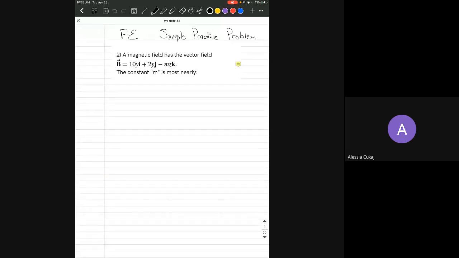So this is the first problem. Basically, a magnetic field has the vector field as follows: B equals 10y in the i direction plus 2y in the j direction minus mz in the k direction. And basically we need to find out what m is.